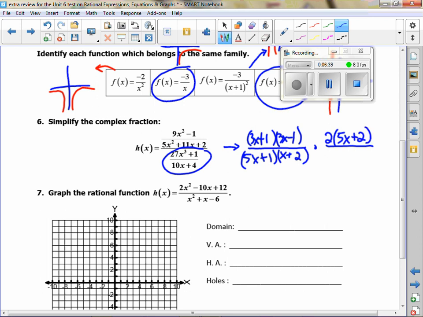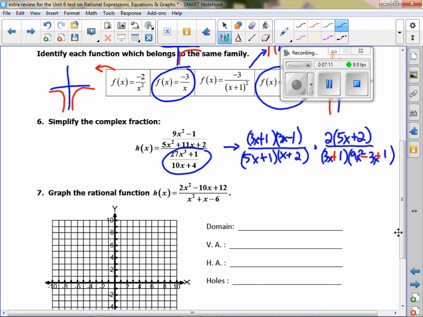In the denominator, I have 27x to the third plus 1. That's a sum of cubes, so I have a little part and a big part. The front would be 3x and 1, because that's what makes 27 and 1. Then over here I do square, multiply, square. If I square 3x, I get 9x squared. Multiply 3x and 1 together, I get 3x. Square the 1, I get 1. Then I use my SOAP: same sign, opposite sign, always positive.